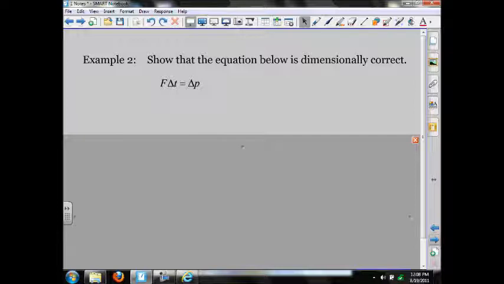So force is measured in what? Newtons, which we said before, 1 Newton is equal to kilograms times meters per second squared, right? Times delta t, delta with the triangle meaning change in, time is measured in seconds. So on the left, if I cancel seconds, notice here I have 1 on top and 2 on the bottom. This side I have kilograms times meters per second.